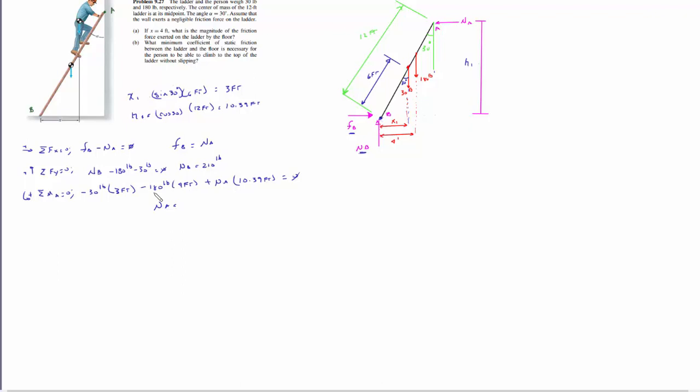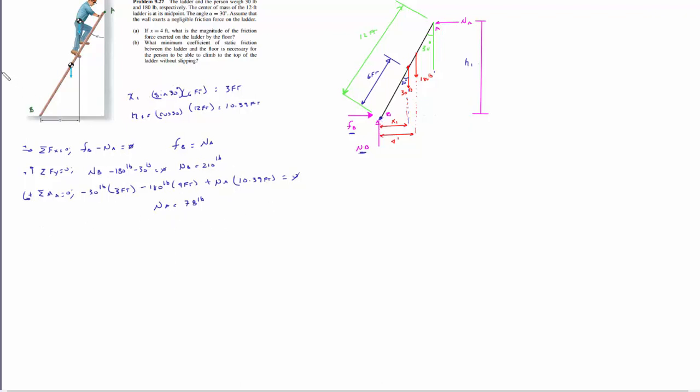So 33 times negative 90 and 184 times. So we're going to have a negative 810. Take that to the other side and divide it by 10.39. And I get 77, or we'll call it 78 pounds.